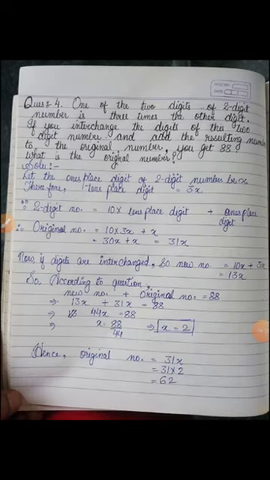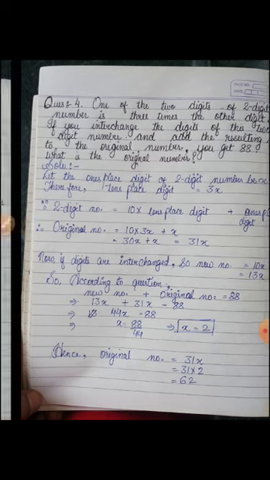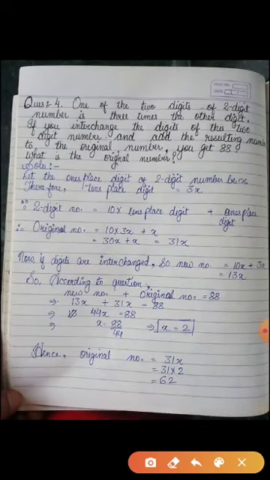Question number 4. One of the two digits of a 2-digit number is 3 times the other digit. Now here again we have to take ones place and tens place number. If you interchange the digits of the two digit number and add the resulting number to the original number, you get 88. What is the original number? Let the ones place digit of the two digit number be x. Means its ones place number be x.